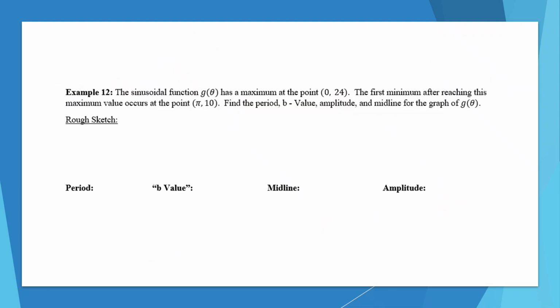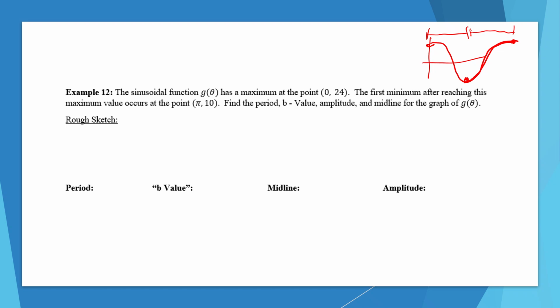All right, example 12. This is going to be what happens when I give you a maximum and then a minimum. What I would recommend is doing a rough sketch and then using this to help you find the period and b value. Take note that for a sinusoidal function, the distance from the max to the min is going to be half a period, because it's going to take the other half of the period to go from the min to the max. And this is with any sinusoidal function. It doesn't just have to be like cosine x or sine x.